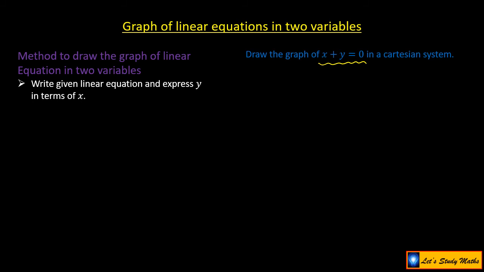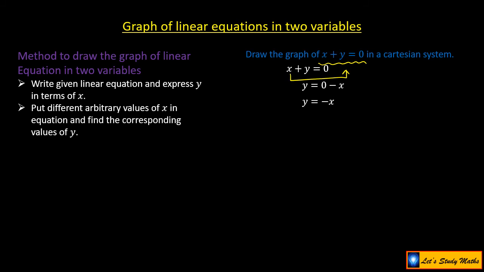So we need to write the given linear equation. The linear equation is here, x plus y is equal to 0. So this we need to express in terms of x. So y is equal to 0 minus x when you transfer this x to the right-hand side. So next y is equal to minus x. So now we have expressed the given equation in terms of x, in the sense we have expressed y in terms of x.